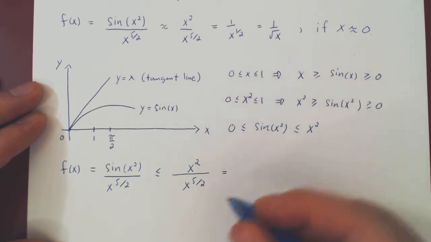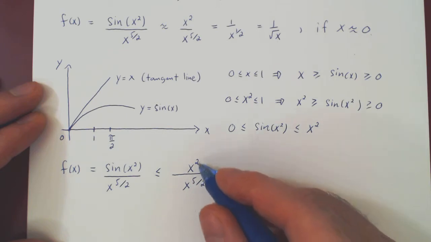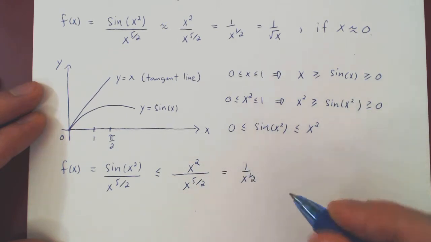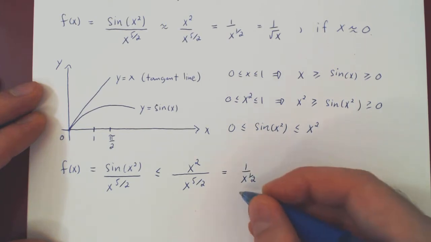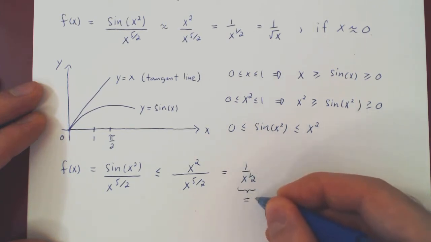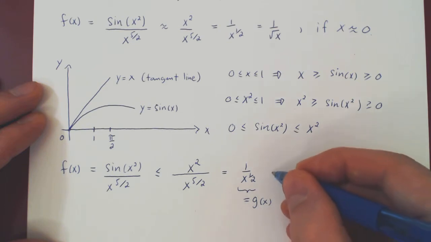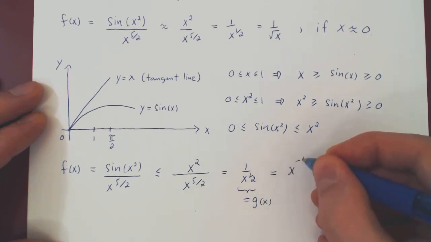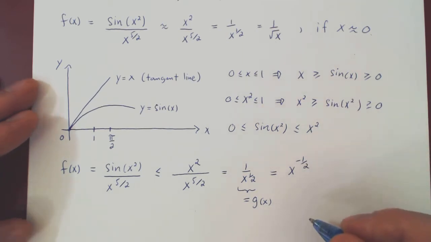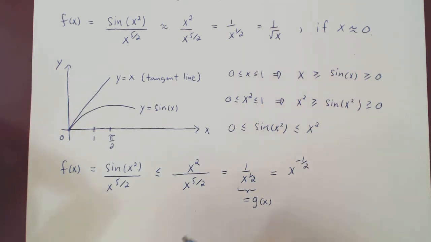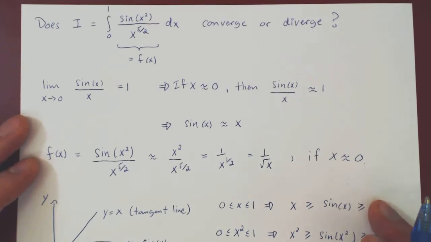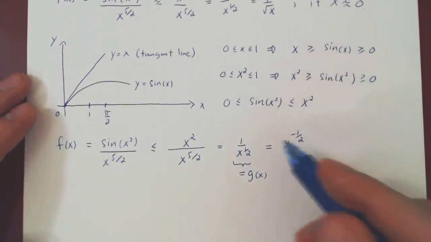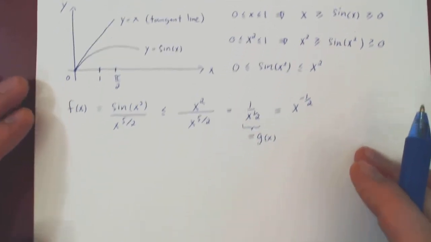We can simplify as we did before. 5 minus 2 is 1/2. And now this is our g of x. But thinking of integration and the power rule, we will rewrite g of x as x to the power of negative 1/2. And now, as always, we will ignore the integral of f from 0 to 1 in favor of the integral of the much simpler function g.